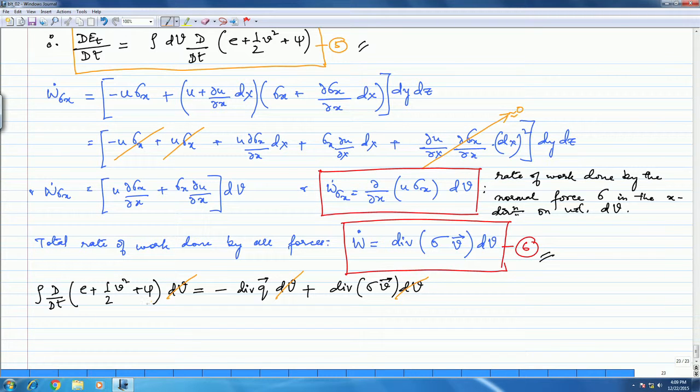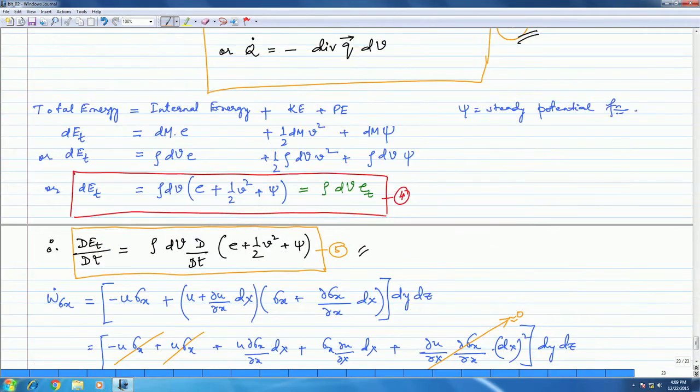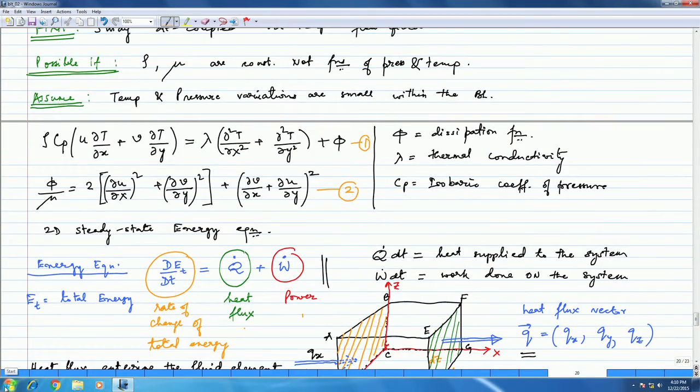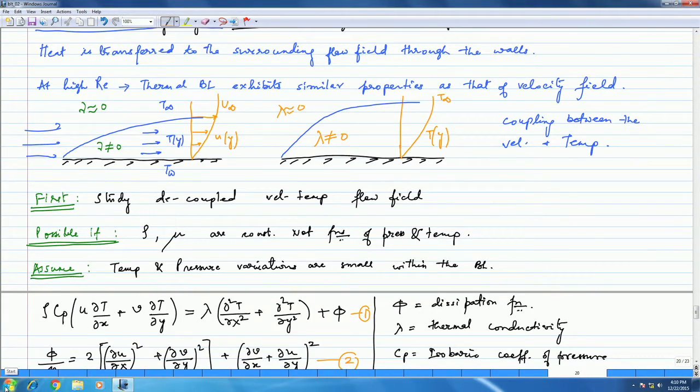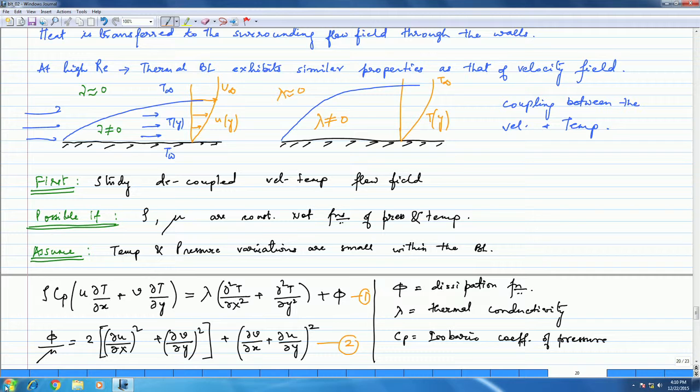So the left hand side is the total change in energies: internal energy, kinetic energy and potential energy. The right hand side is the energy supplied. I do not know if you have noticed, but when we first started out, we said that we are going to assume that heat is transferred through the walls. I have probably not mentioned that, but what I mean is that heat is transferred by conduction.